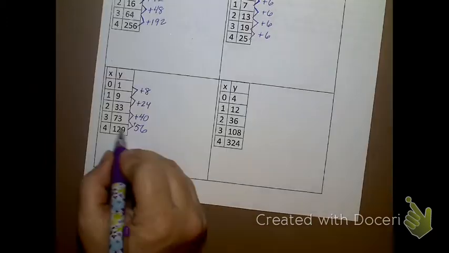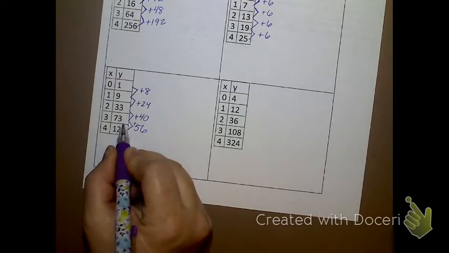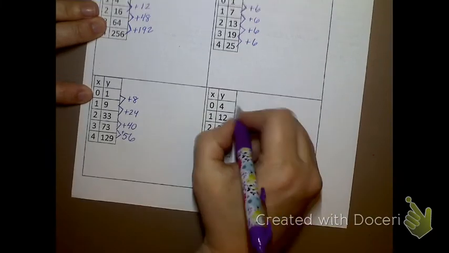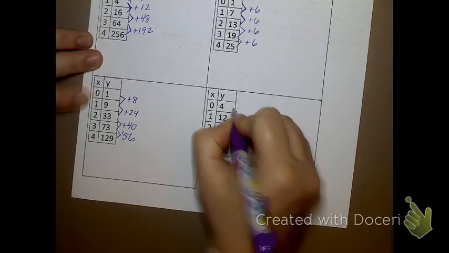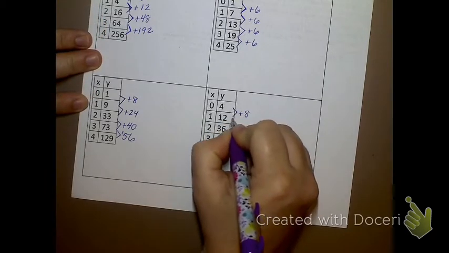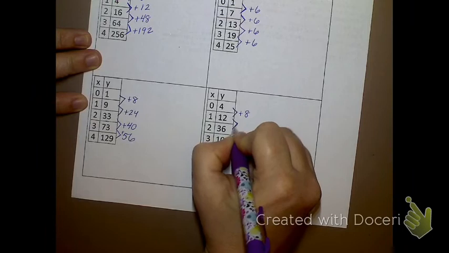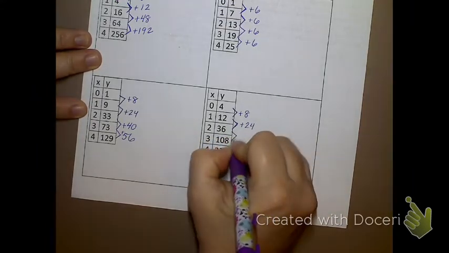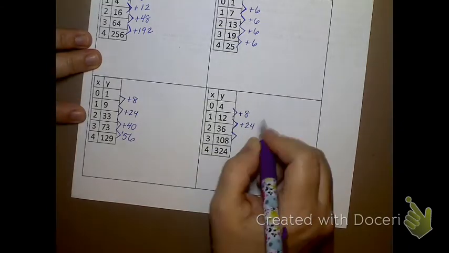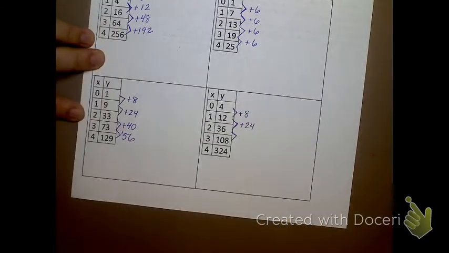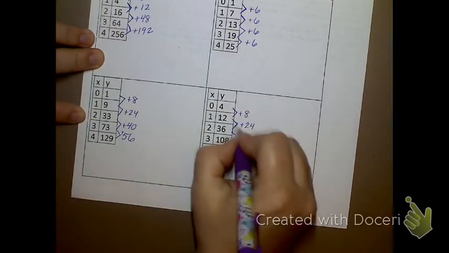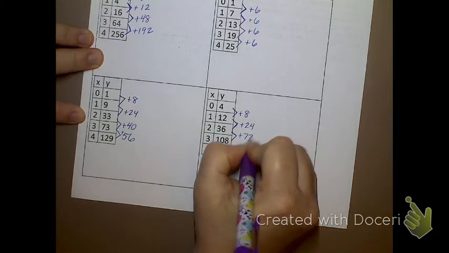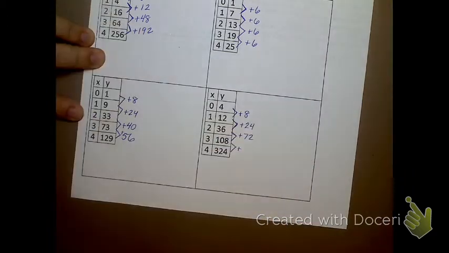Okay. Questions about this? Did I do that right? Check my math there. Okay. How about over here? To get from 4 to 12, add 8. To get from 12 to 36, 24. To get from 36 to 108, 72. And to get from 108 to 324, 216.